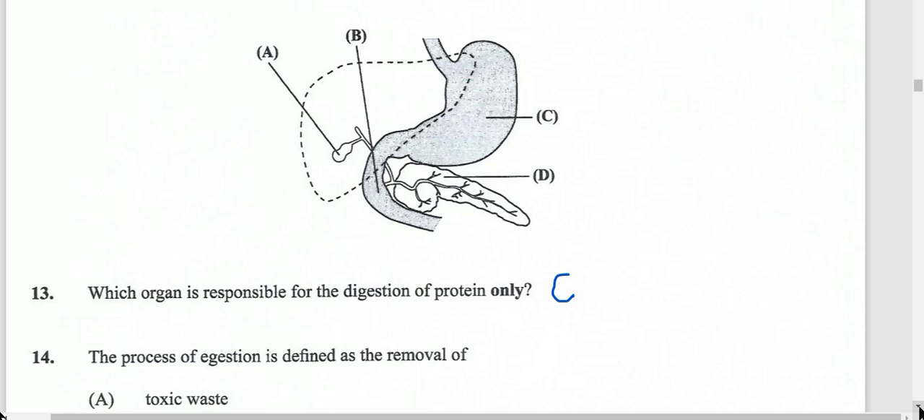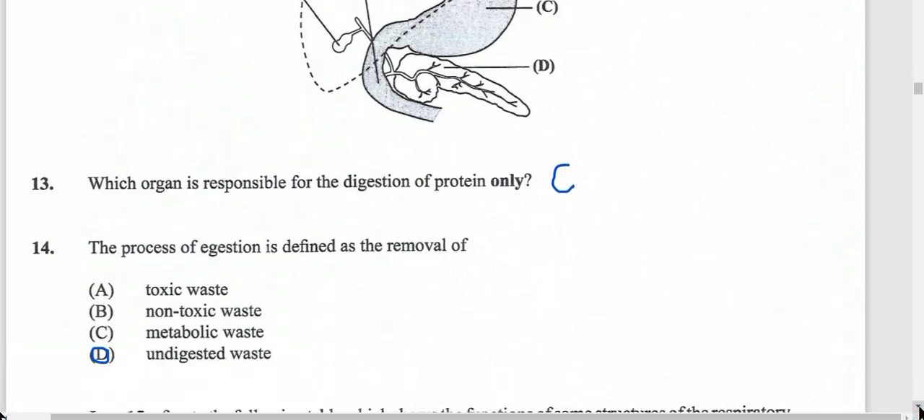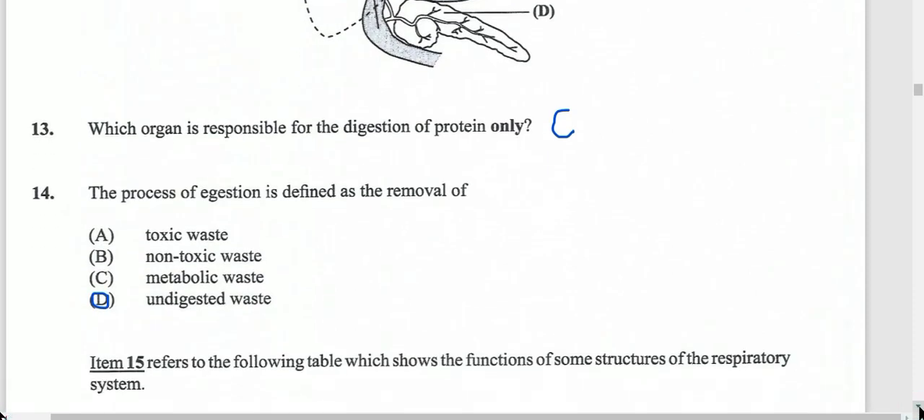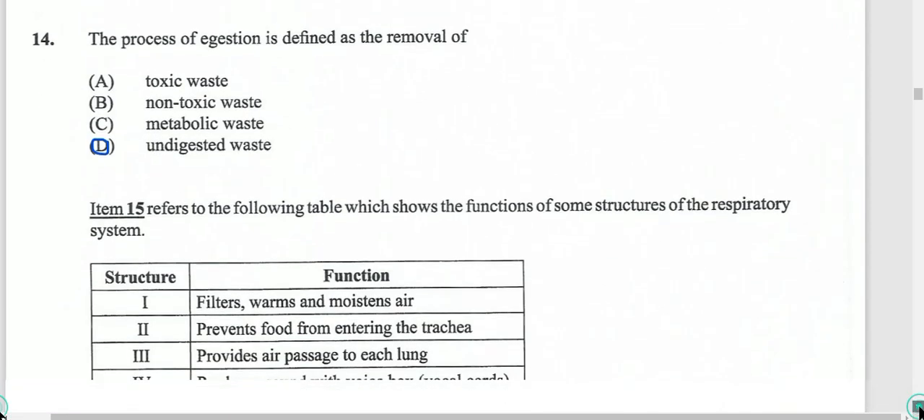Question number 14. The process of egestion is defined as the removal of undigested food. Egestion is always going to be undigested food, and this is a repeated question, pretty much like question number 13. Here we are thinking about feces, and of course it has not gone through the process of metabolism, so egestion is always going to be removal of undigested food. So 14 is going to be D for the answer.